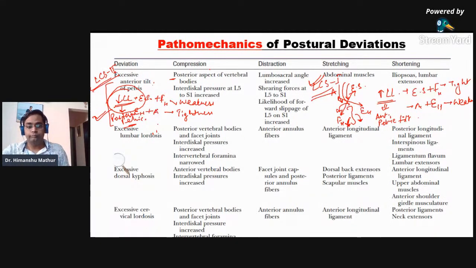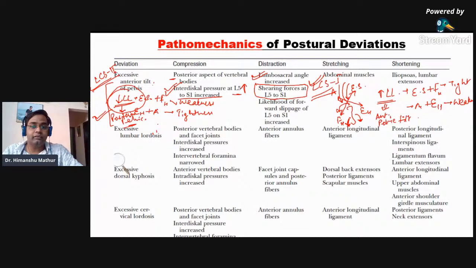Trust me on that. Interdiscal pressure at L5 to S1 also increases. Always remember this very important thing. In this case, the lumbosacral angle gets increased. Lumbosacral angle, everybody of you knows that. Shearing forces at L5 to S1 also increase.